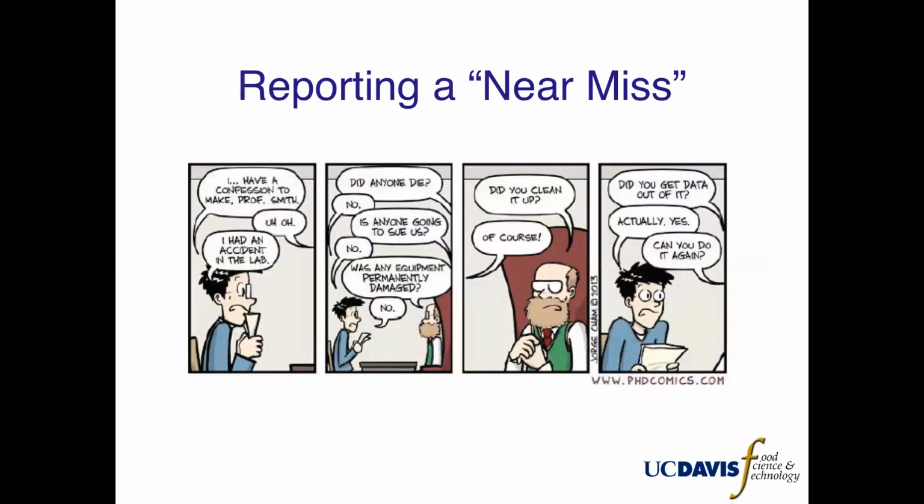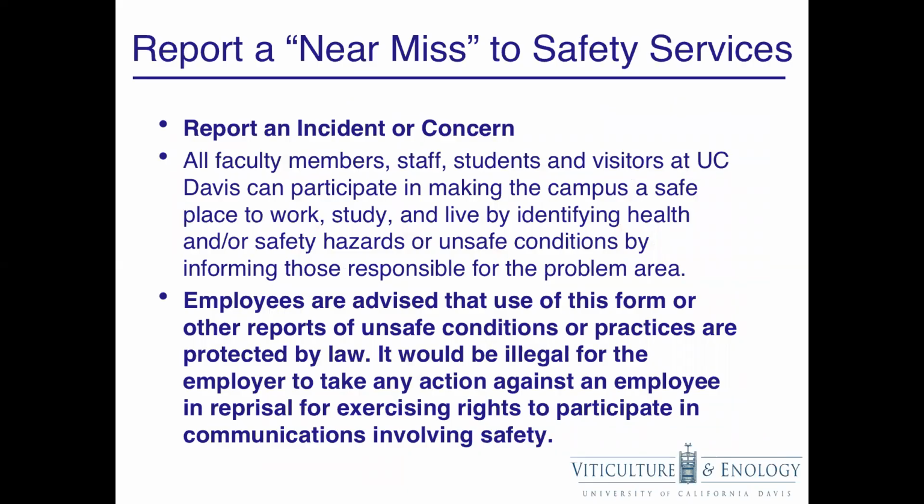So we talked about laboratory accidents, but what about near misses? These are important as well, as they can help prevent an accident from happening in the future. Any incidents or concerns may be reported to safety services. A form for this can also be found at the department's IIPP.